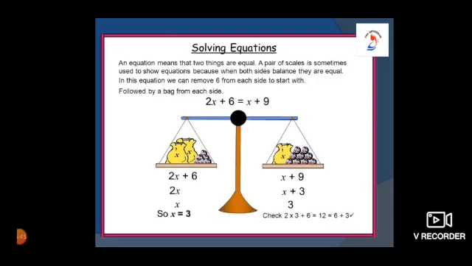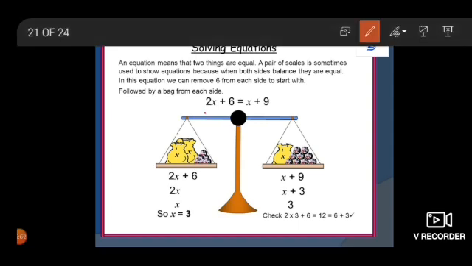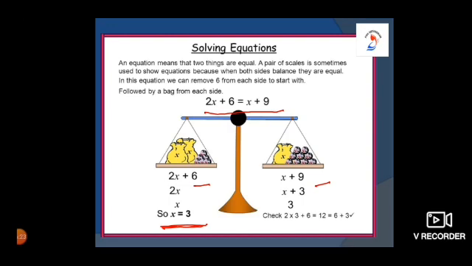The last one is solving equations. As I told you earlier, whatever you do to the left hand side, the same thing should be done to the right hand side also. So you should know how to balance the equation. Look at this example. Here the example is 2x plus 6 is equal to x plus 9. Here we are subtracting 6 on the left hand side as well as on the right hand side. If I subtract 6, the left will become 2x. Here the right will become x plus 3 if I subtract 6. So the solution will be x is equal to 3. Please try this problem also.